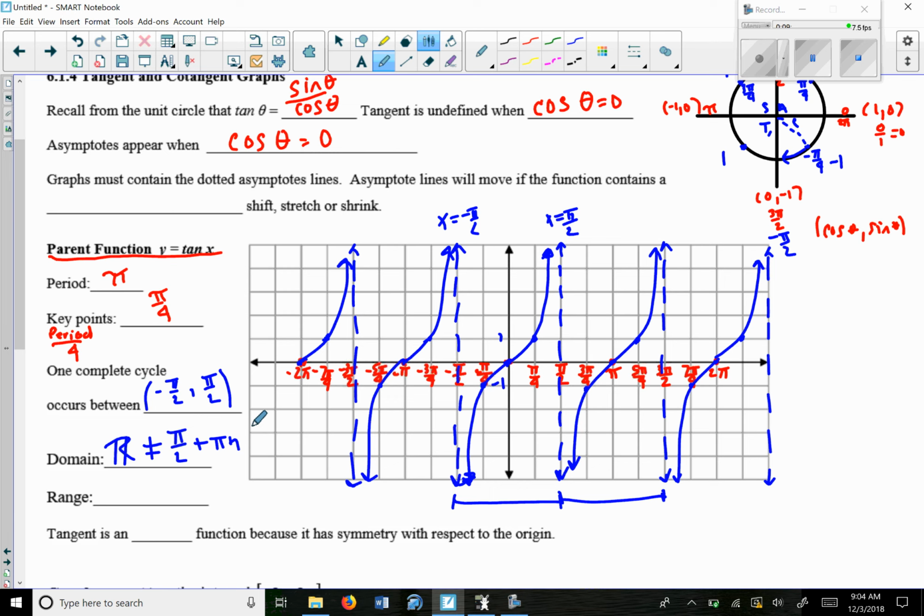And our range, notice we go from negative infinity to positive infinity, so our range is all real numbers, negative infinity to positive infinity.